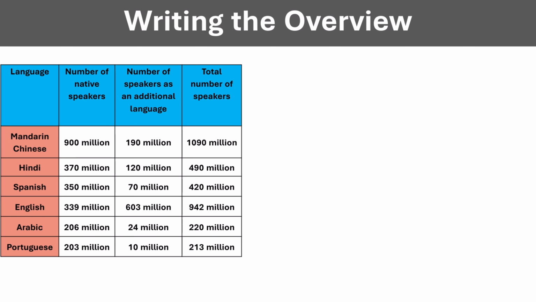Now that we have paraphrased the question, the next step is to write the overview. This paragraph summarizes the most important trends or features in the data, without giving any specific numbers. Because this is a static data task, one important rule to remember is this: always include the extremes, both the highest and the lowest values in your overview. Examiners specifically look for this when assessing task achievement.